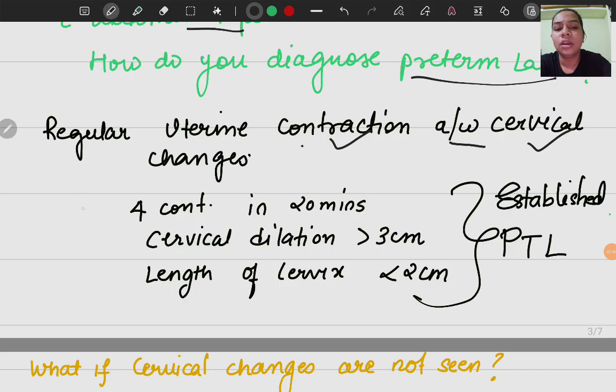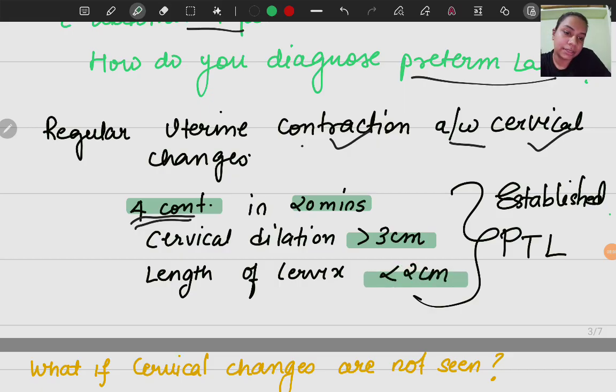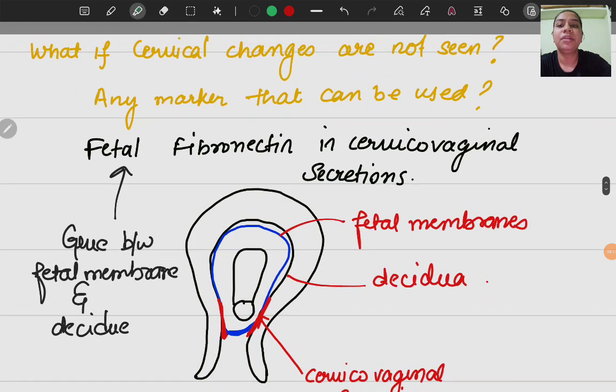So what are the three criteria? There will be 4 contractions in 20 minutes. Then cervical dilatation will be more than 3 centimeters, and the length of the cervix should be less than 2 centimeters. So these are the 3 criteria. If these 3 criteria are met, then you can say that the mother is having preterm labor. Then you are 100% sure that the mother is having preterm labor.